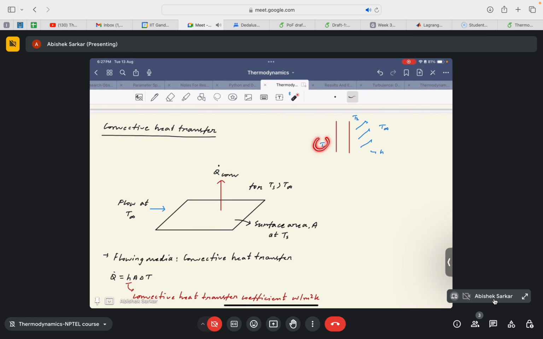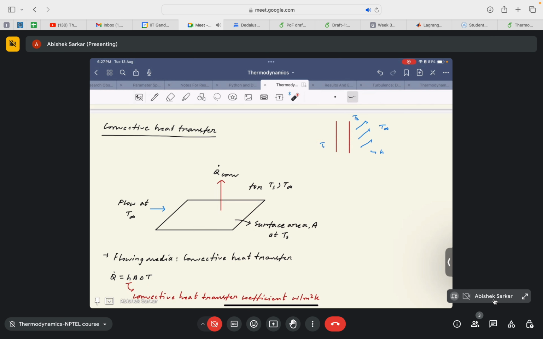To find this T1, you need to find the net rate of heat transfer across this wall because of the temperature difference of T2 and T1, and this you can only find when you apply the concept of Fourier's law of heat conduction.